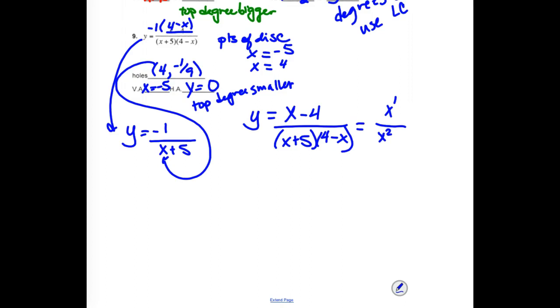So make sure you know how to analyze degree, and you have 3 scenarios. If the top degree is smaller, we have one at 0. If the top degree is bigger, we don't have one. And if they are the same degree, we go to those leading coefficients. Okay?